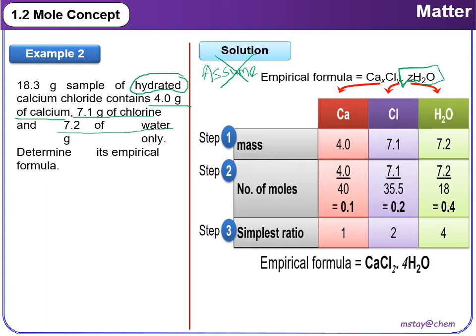Okay, then next you will notice it is actually still the same. You need to have the element and then the mass, the number of moles, and also the simplest ratio, then you can determine the empirical formula.